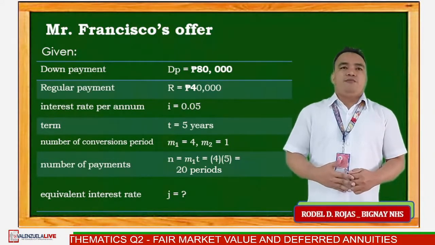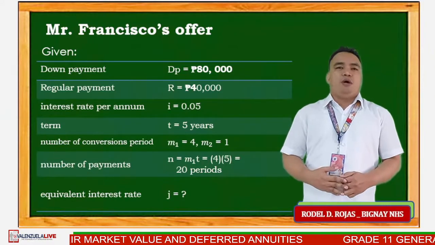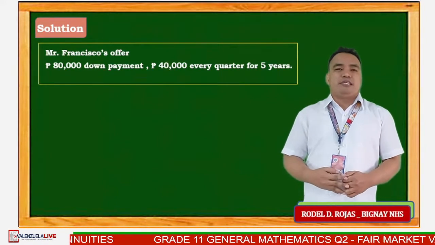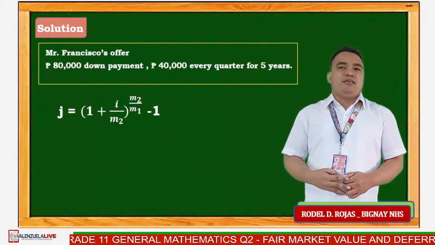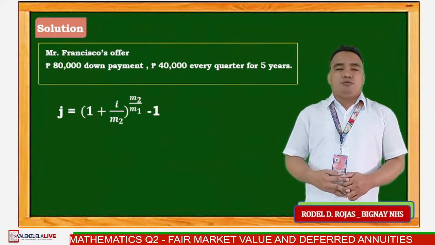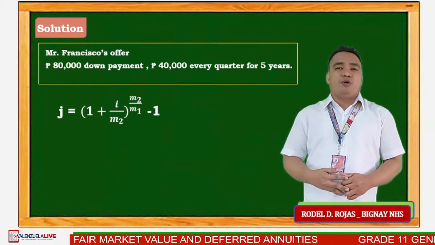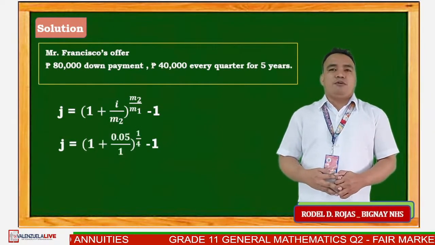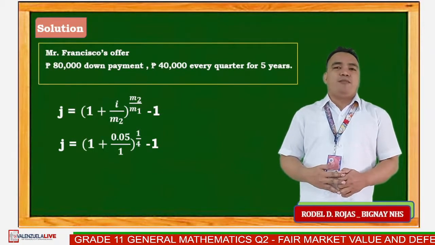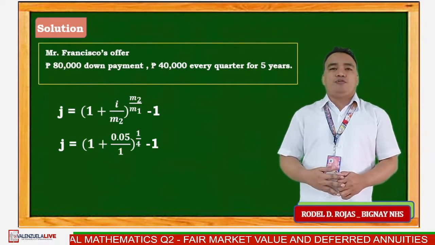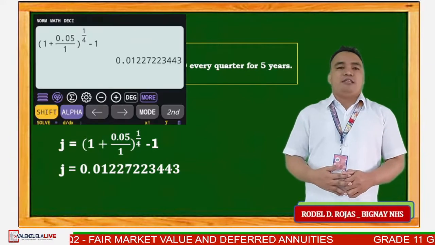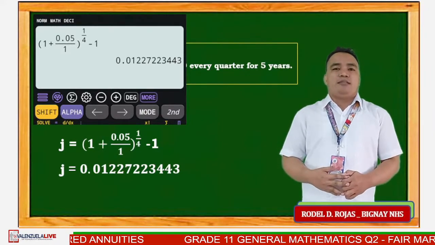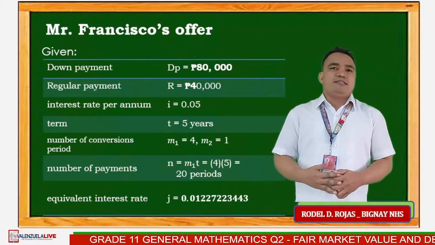To find J, we first compute for the present value of a general annuity with quarterly payments but with annual compounding at 5%. Solve the equivalent rate, compounded quarterly, of 5% compounded annually. The formula is J equals the quantity of 1 plus I over M sub 2 raised to M sub 2 over M sub 1 minus 1. I is 0.05, M sub 2 equals 1, M sub 1 equals 4. Substitute the given, we have J equals the quantity of 1 plus 0.05 over 1 raised to 1 over 4 minus 1. Using scientific calculator, the answer is 0.0122723443. Therefore, J equals 0.0122723443.